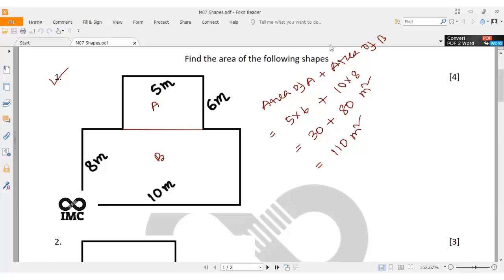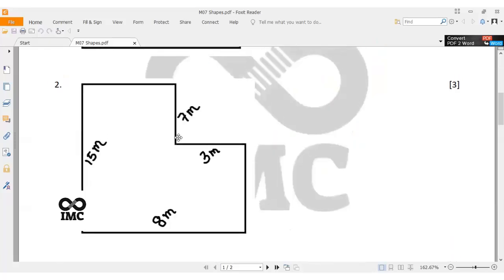Now, question number 2. Again, we need to divide this shape into two parts, okay? So, if I want to divide, we can divide in this way. That will be a good one. So, here we can divide this one into two shapes. That will be shape A, this one is shape B. Now we need to find out the total area. Total area will be area of A plus area of B.